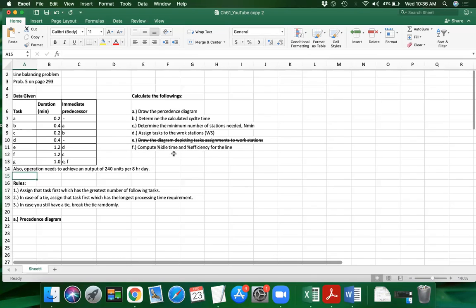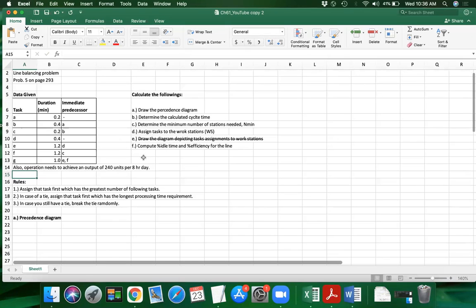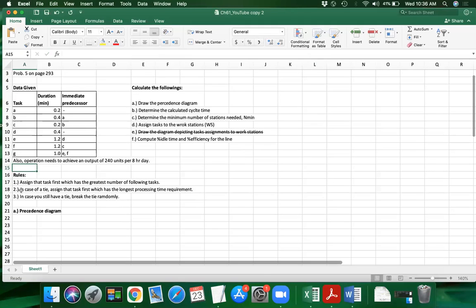So let's get started. When you're addressing a line balancing problem, you have to follow certain rules. These are the three rules here. Rule number one is to assign first that task which has the greatest number of followers, or following tasks. In case you have more than one task with a similar number of following tasks, then you assign first the task which has the longest processing time. We'll go through it again in the problem. And in case you still have a tie, then you break the tie randomly.